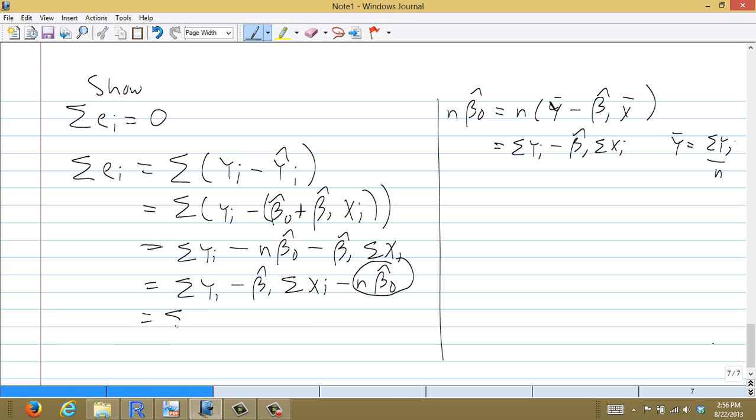And so if I substitute that information into this equation over here, I get minus the sum of the y's minus beta 1 hat, the sum of the x's, and it's pretty obvious now that these cancel each other out, and we get 0. So the sum of the least squares residuals is always equal to 0, regardless of the data set under consideration.